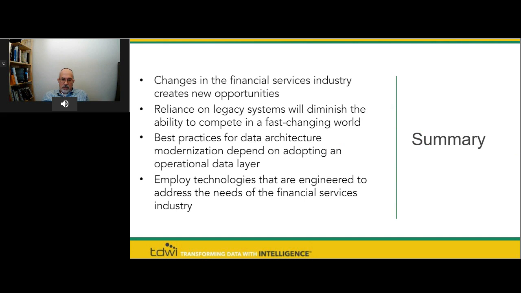Best practices for data architecture modernization depend on adopting an operational data layer. And so we're recommending that you employ technologies that are engineered to address those needs, using a data layer, addressing the needs of the financial services industry.